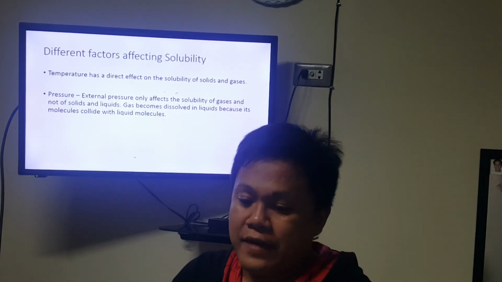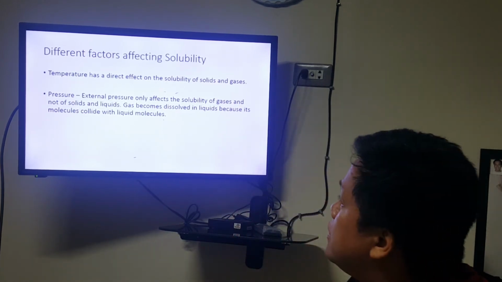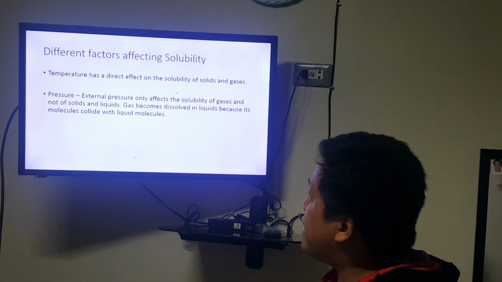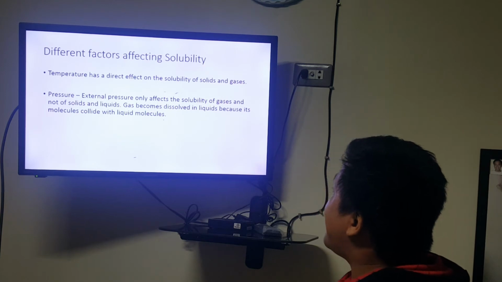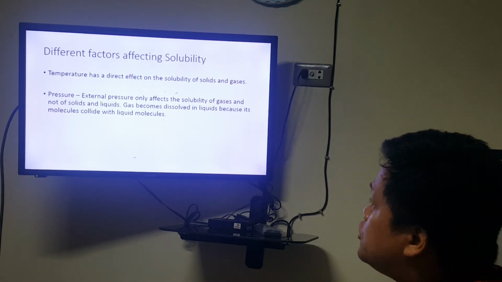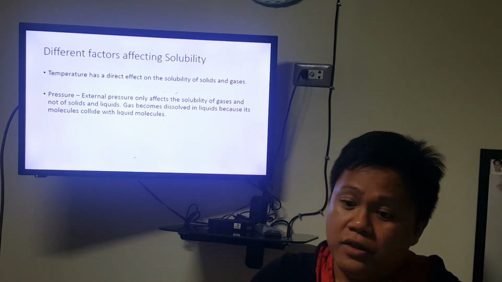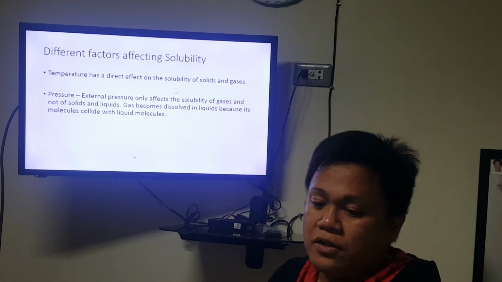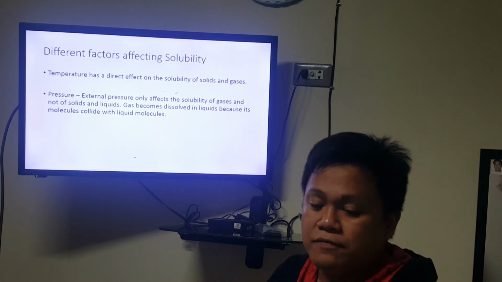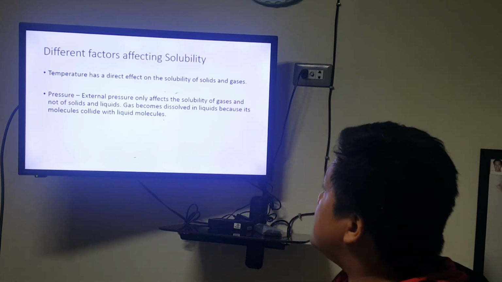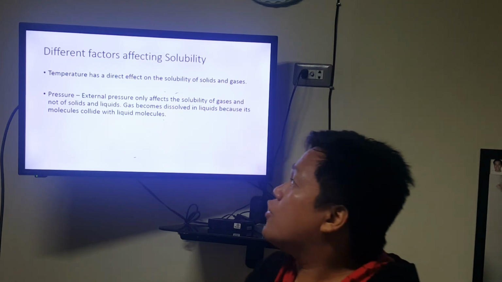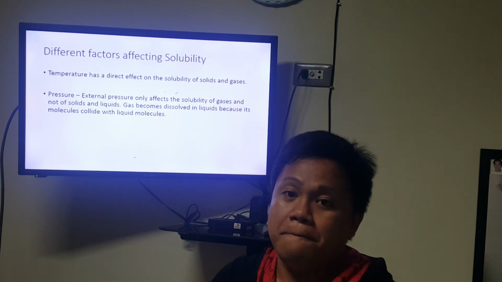Different factors affect solubility. Temperature has a direct effect on the solubility of solids and gases. Pressure: external pressure only affects the solubility of gases and not of solids and liquids. Gas becomes dissolved in liquids because its molecules collide with liquid molecules.